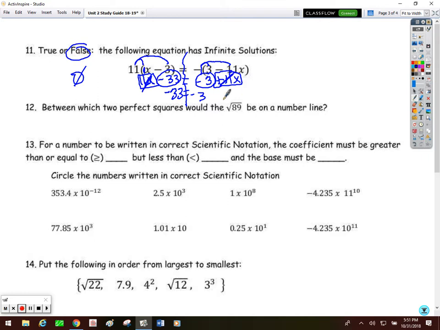So just keep in mind, remember, coefficients have to be the same. Constants have to be the same for infinite. All right? No solutions are same coefficients, different constants.